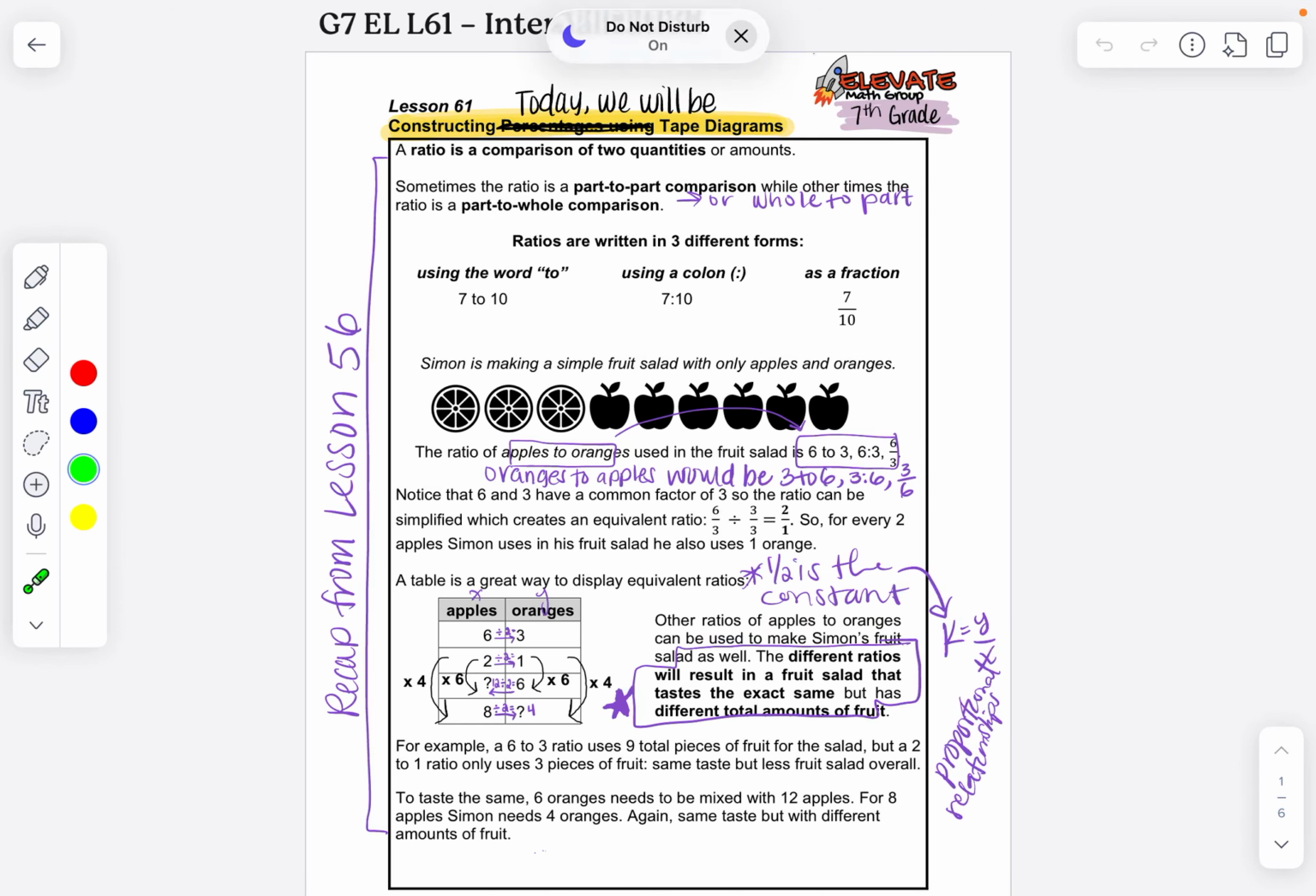Hi everyone, this is 7th grade Elevate lesson 61. Today you will be constructing tape diagrams.